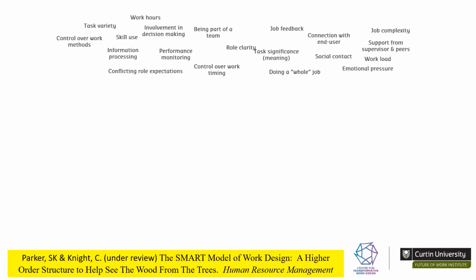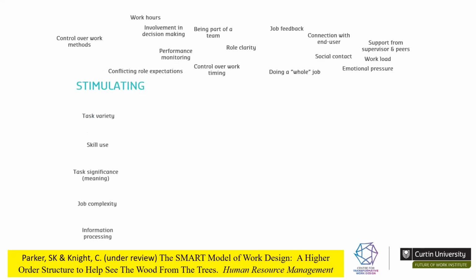And because of this, my colleague and I have created what we call the SMART model of work design. Effectively, from a statistical perspective, we've done a higher order factor analysis, which is really just a fancy way to cluster similar things together statistically. So I'm going to go through the model briefly, but then I'm going to unpack it in a little bit more detail. First, there's a group of work characteristics that we call stimulating. This is about work where there's some variety, where you use your skills, where you've got some meaning in your work, perhaps some challenging problems, and you're dealing with information and other aspects that make the job interesting.